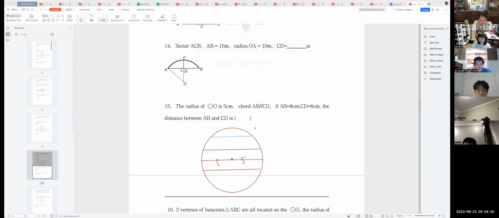Now I ask you, the distance of AB to CD, it could be this one, right? I use a different color. But can it also be this one? Yeah, right? Because this is CD, this is AB. AB could be this one, but AB also could be here. So AB is 8 centimeter, this is 10 centimeter, and this is 6 centimeter.